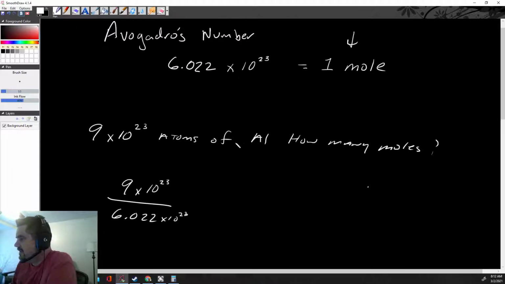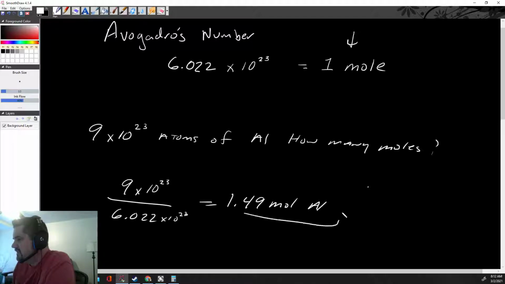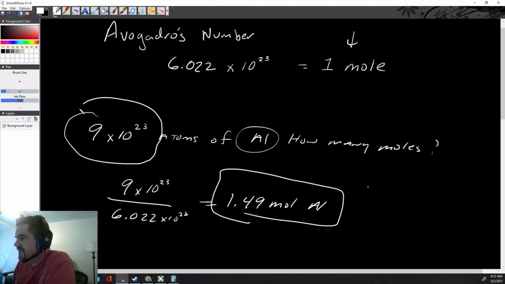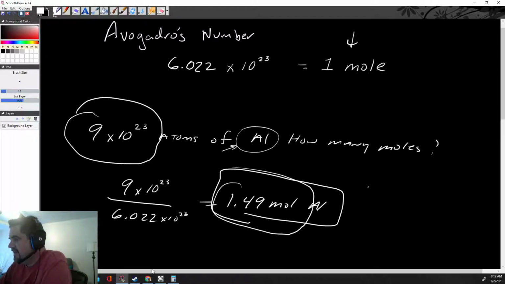So going back here, that equals 1.49 moles of aluminum. But did you notice that I didn't really care that it was aluminum? This could have been sulfur or anything. Did you notice I didn't look this up on a periodic table? I don't need to. If I have this many atoms of anything, I have this many moles of that thing, so it really didn't matter. So don't let that confuse you, okay?